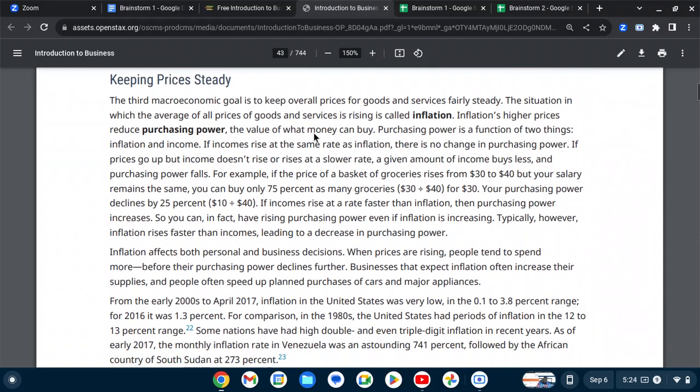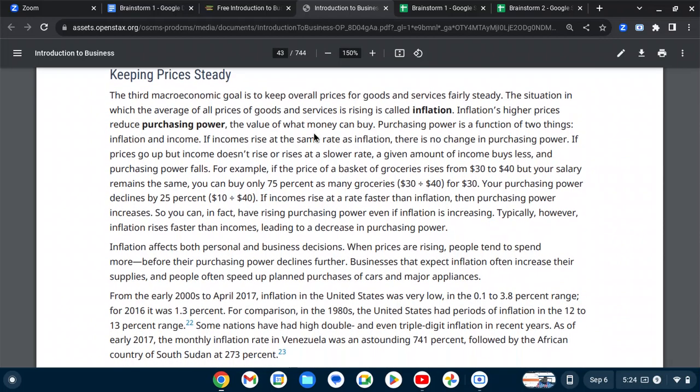Keeping prices steady. The third macroeconomic goal is to keep overall prices for goods and services fairly steady. The situation in which the average of all prices of goods and services is rising is called inflation. Inflation's higher prices reduce purchasing power, the value of what money can buy. Purchasing power is a function of two things: inflation and income.